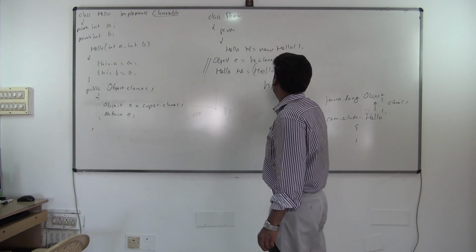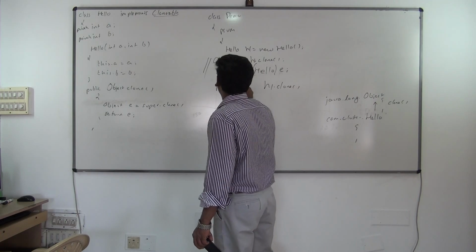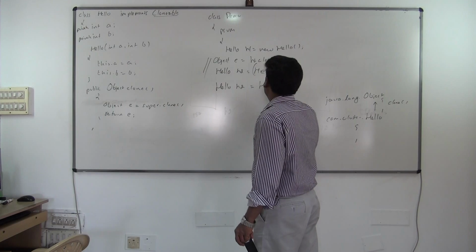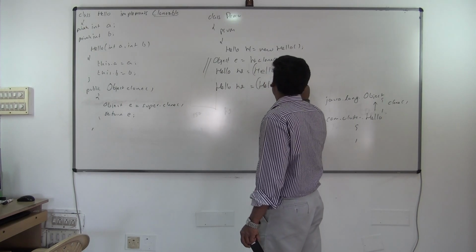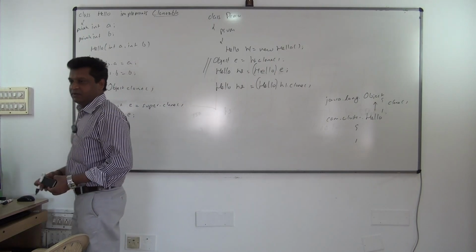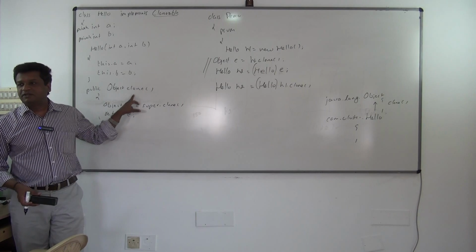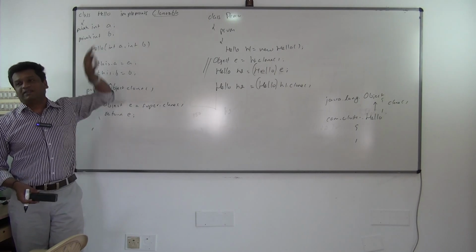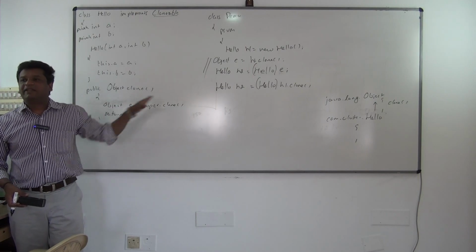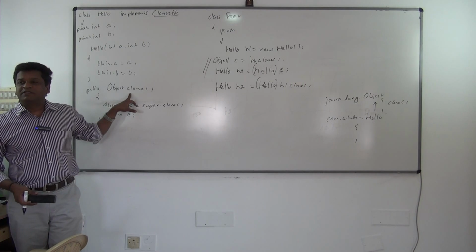Or directly say h1.clone, Hello h2 is equal to it. You are actually invoking this method. That's it. Now you are clear with this? I am invoking this, so this will invoke the superclass method. Since I can't directly invoke that clone method of the superclass, I'll take this route. That's it.